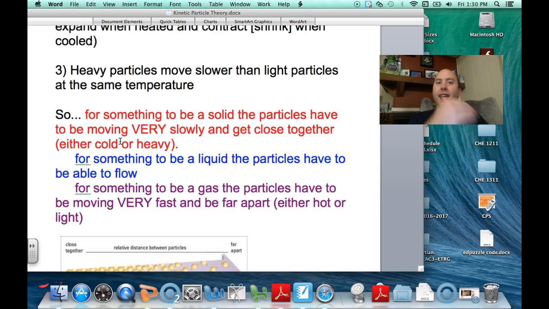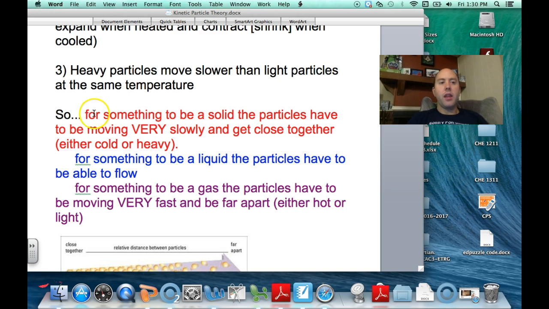And then as you heat up ice, the particles move faster, which means they're going to move farther apart. So for something to be a liquid, the particles have to be able to flow. The particles are moving faster. And then for something to be a gas, the particles have to be moving very fast. So either the particles are very, very hot, or they're very, very light.